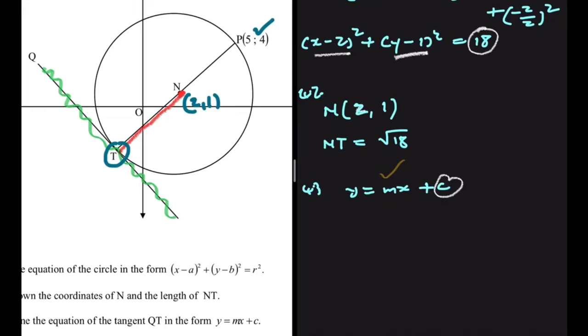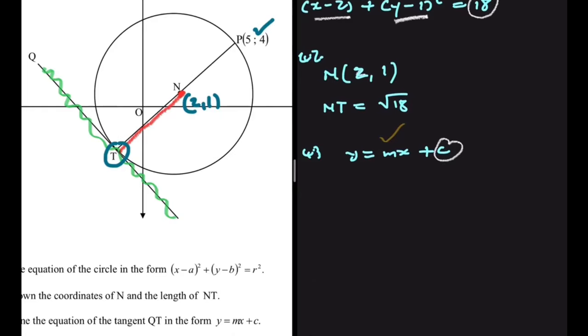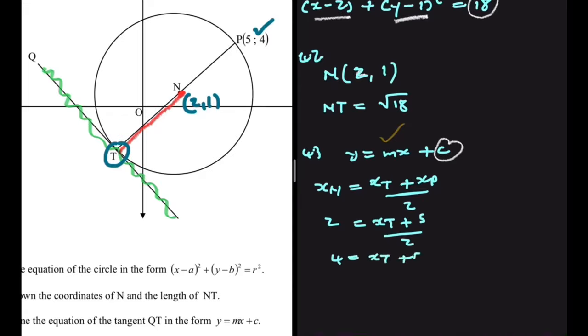TP is a diameter, so that tells us that N is the midpoint of PT. So we can use the midpoint theorem. We can say that x of N is equal to x of T plus x of P, divided by 2. So x of N is 2, x of T is what we're interested in, x of P is 5, divided by 2. If we cross multiply, we get 4 is equal to x of T plus 5. So x of T is equal to minus 1.